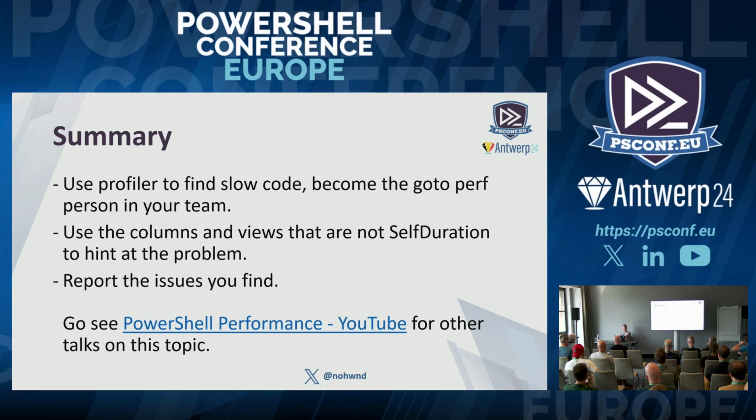So, summary: use Profiler to find slow code, be the go-to perf person on your team. Use the columns and the views that are not self-duration to hint you at the problem. For example, this code is being run too many times. This code is eating a lot of memory traffic and so on. And report the issues that you find to the respective owner. If there is a module, just write an issue on the repo. Maybe they will never solve it, but at least it will be for reference for other people who can then fork it, create a new version, and create a new module and publish it.